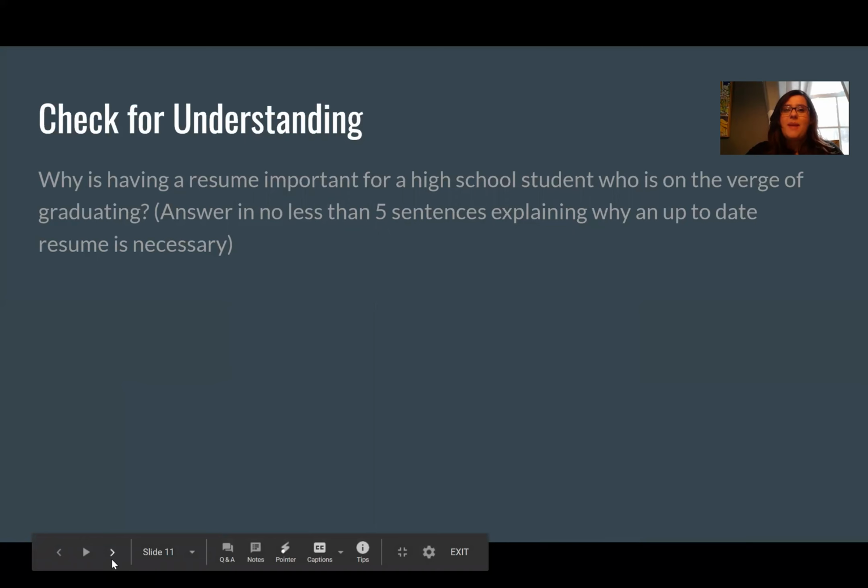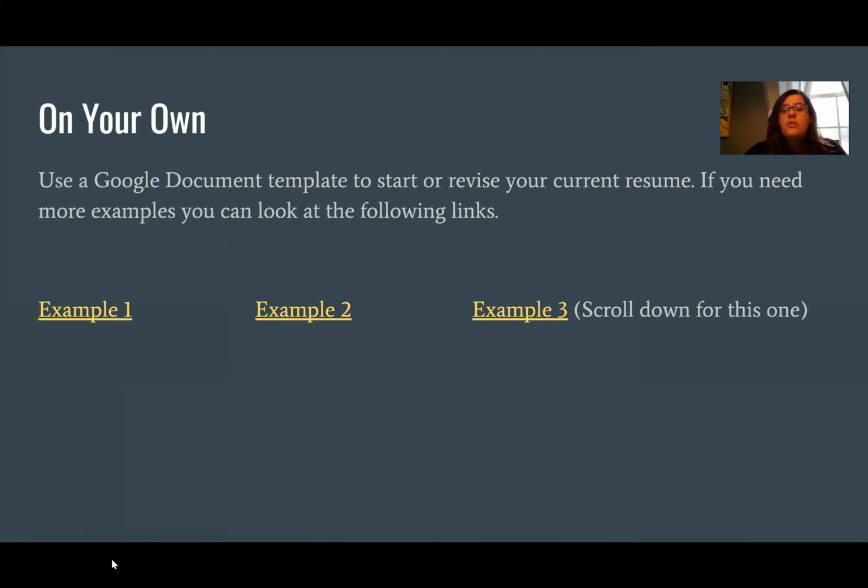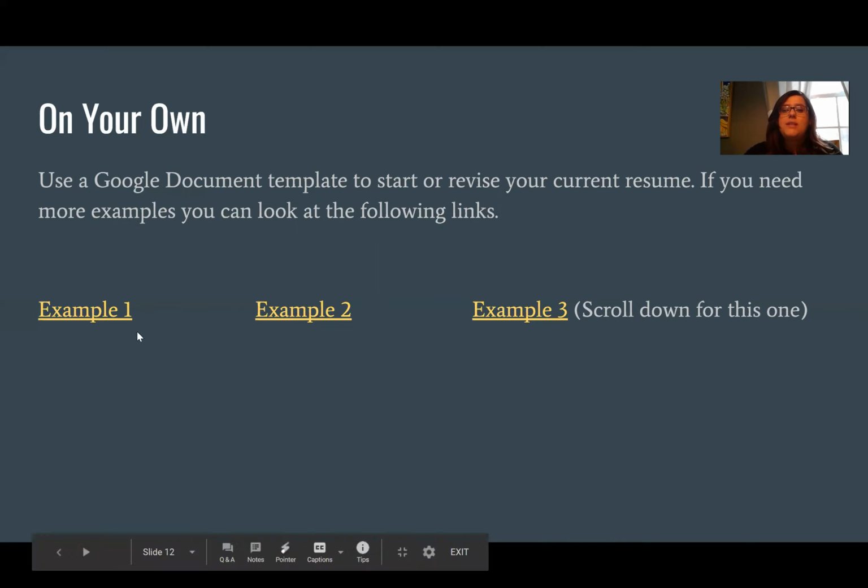All right, and we're back. Okay, so on your own, here's what you're going to be doing today. You're going to use the Google document template to start or revise your current resume, okay? If you don't have a resume, that's okay. That's why we're doing this. We want everybody by the end of the next week or two to have resumes, cover letters, and know how to compose emails professionally.